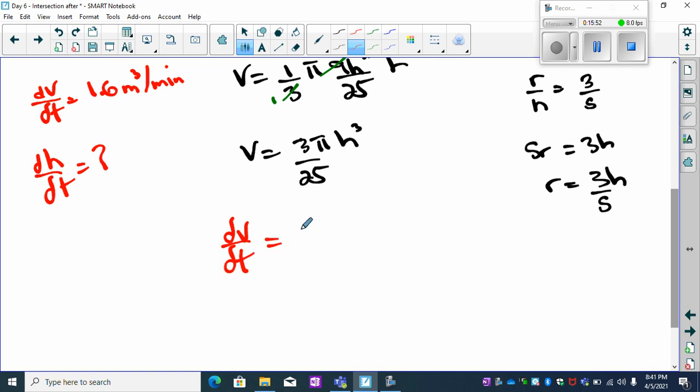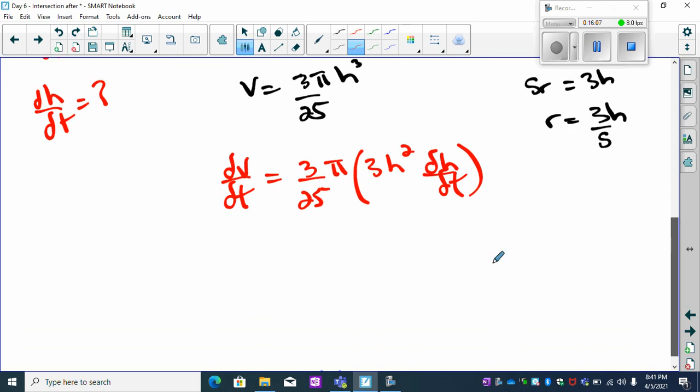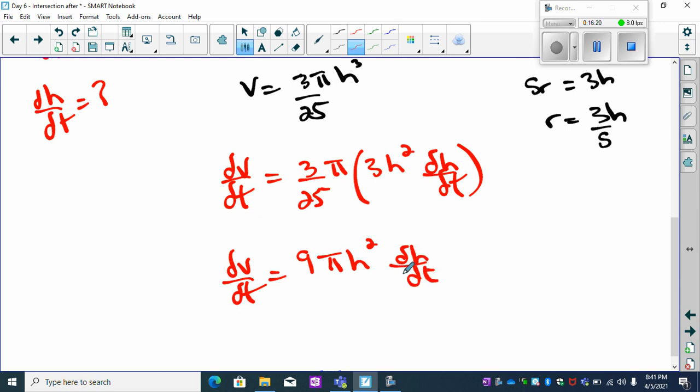Now, this is going to be 3/25 pi, that's a constant, times the derivative of h cubed with respect to time. So that would be 3h squared times dh over dt. And this is going to give me dV over dt. 3 times 3 is 9 pi h squared dh over dt over 25.